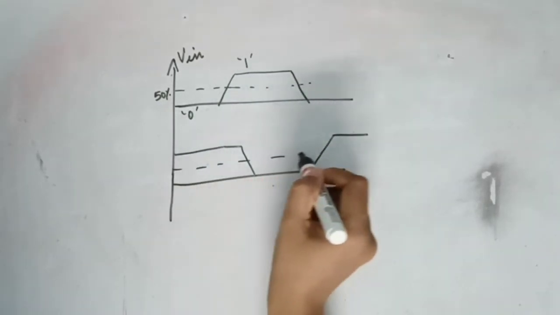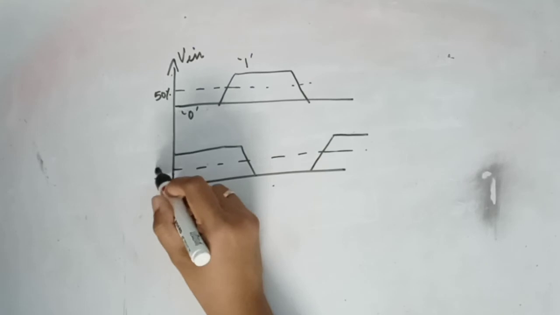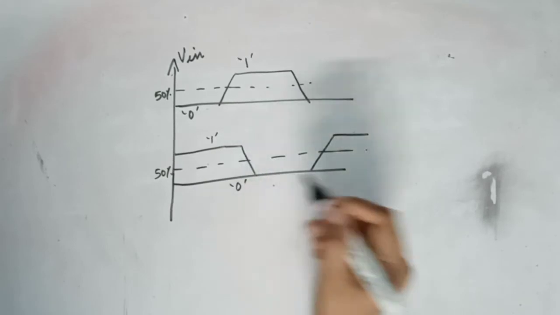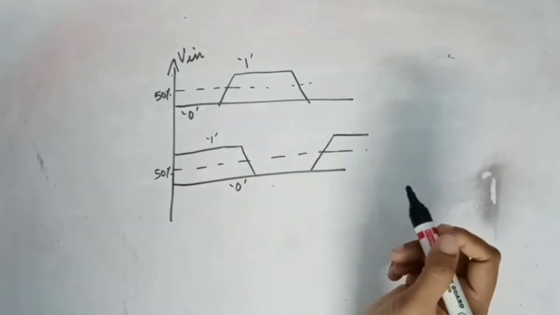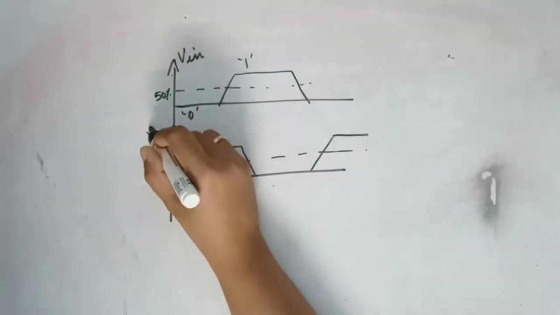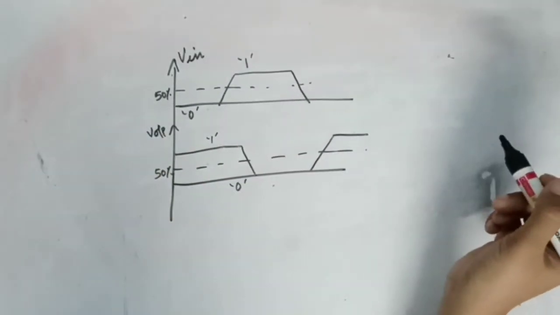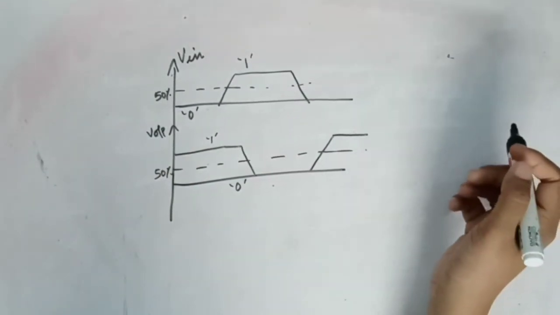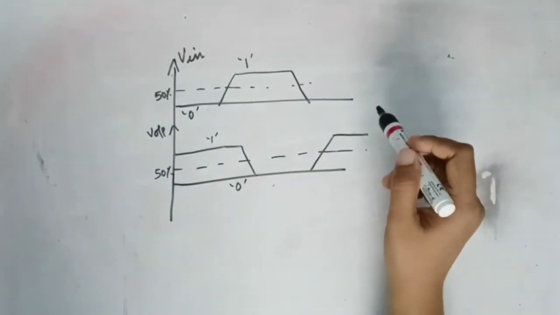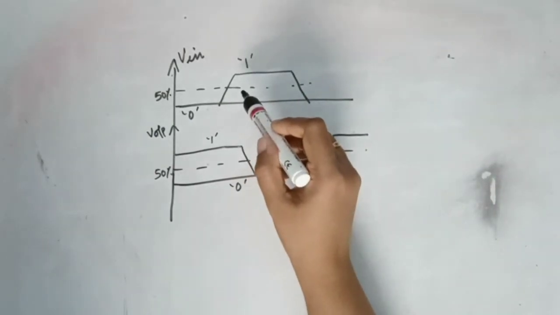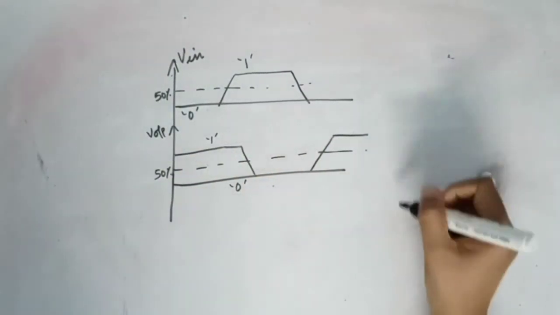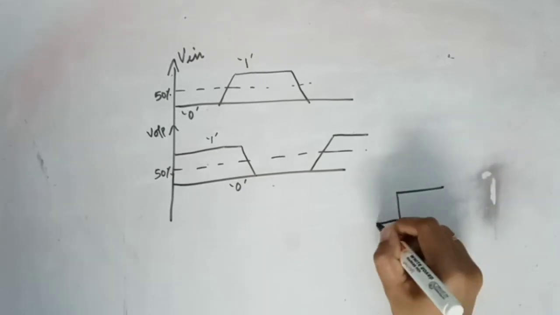This is the 50% of this entire thing. This is logic 1. This is logic 0. Now, suppose this is my input and this is my output. Suppose it's a NOT gate or something. I'm giving an input. And practically, when you give an input, it does not rise very fast, like we say this is 0 and this is 1.